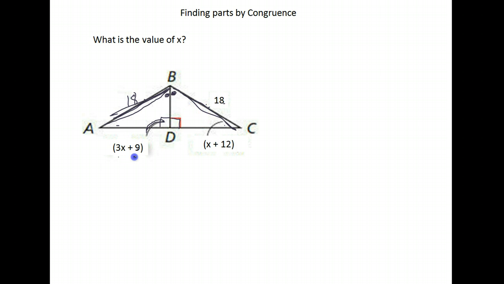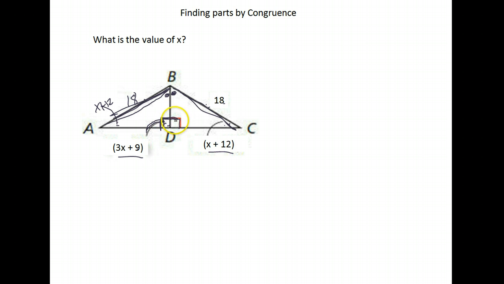Or you may be tempted to say 3x plus 9 equals x plus 12. But notice they are not corresponding parts. The 3x plus 9 is this right angle, and the x plus 12 is this pointy one. So this angle would be x plus 12, should be the same as x plus 12, but not this one. So this one's a little bit more tricky.